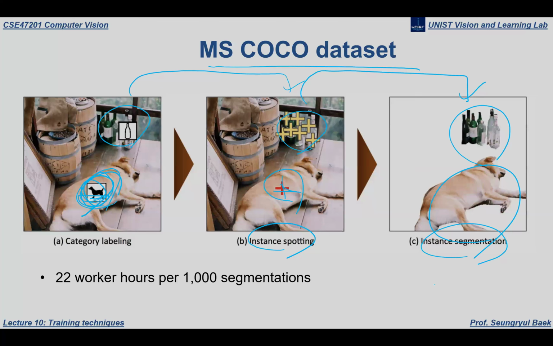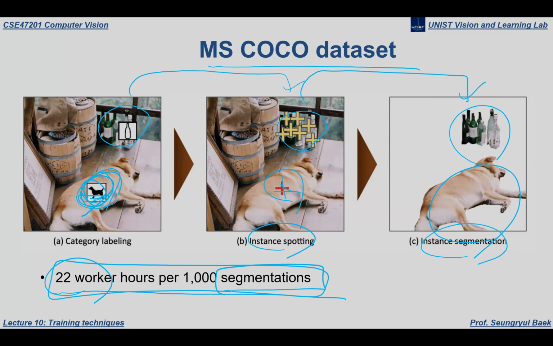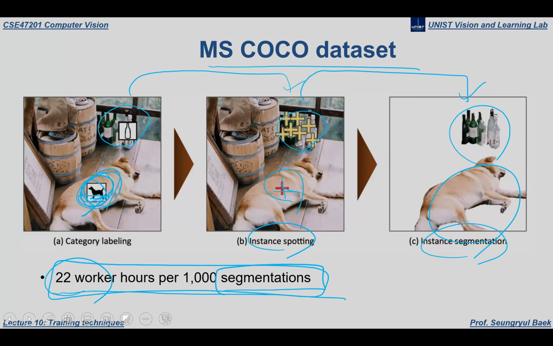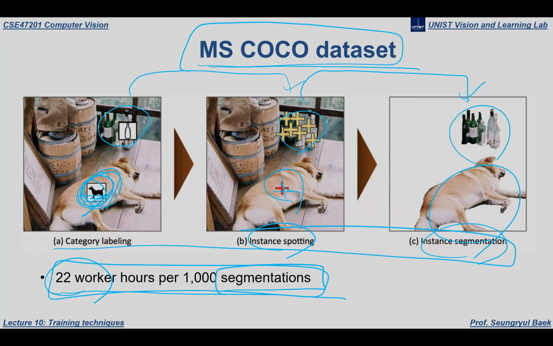And then next round, they obtain the fine segmentation map. I mean, they involve 22 workers for obtaining this segmentation map as well. For the detection, they involve 8 workers, but for the segmentation, they involve more workers. Anyways, this is the procedure. From coarse to fine level, they gradually obtain finer annotations. This is the way to increase the amount of data, which is very important for deep learning.